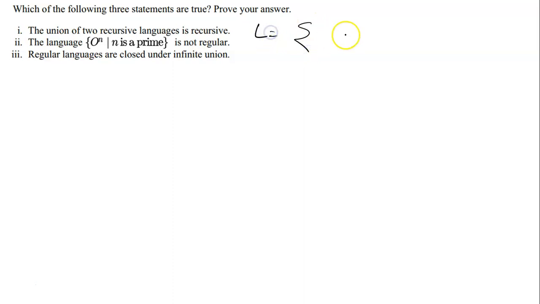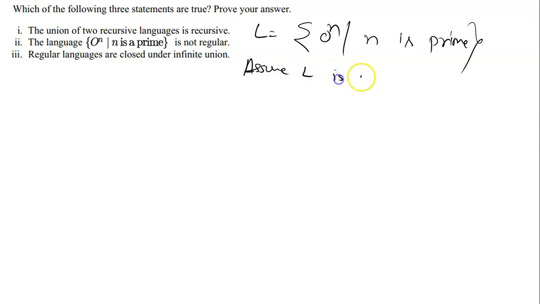What will we do? Let's assume that this is our language L, 0 power n where n is prime. So this is our language L. Now let's assume that L is regular. We are going to prove that L is non-regular using the pumping lemma. If L is regular, then we have a pumping length. Let's assume the pumping length is K.